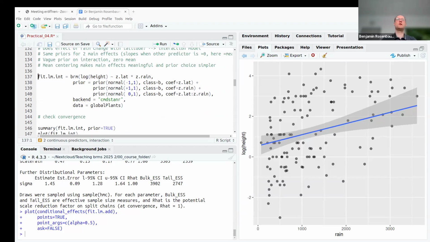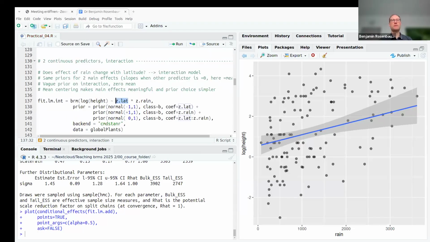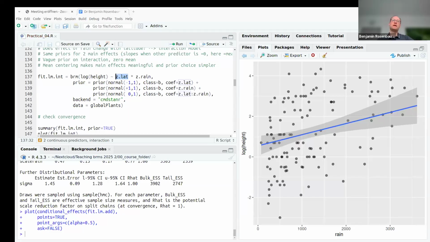The same goes for the interaction model. I could just use scale of lat and so on. Just be aware that then the coefficients have a different name. I think it's called scale lat. But especially with this interaction, either by using scaled predictor values or by using the scale function in the model formulation, this is quite convenient, because then I have good ideas how to specify priors also for the main effects.